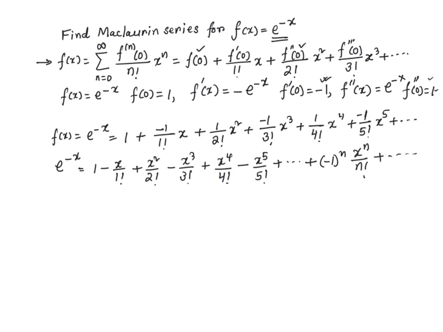Now you could put it in a compact format. e to the power negative x is equal to summation n equals 0 to infinity of negative 1 to the power n times x to the power n divided by n factorial. So this is how you'd find the Maclaurin series for a given function, and in this particular case, we found it for e to the power negative x.